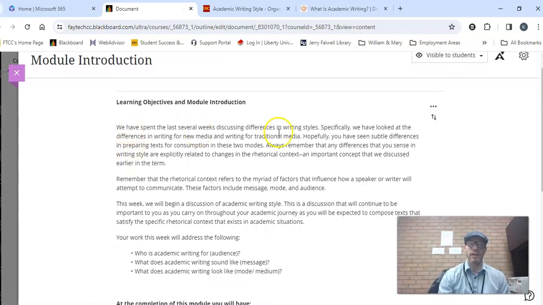It says that we spent the last several weeks discussing differences in writing styles, and hopefully you've been able to see the differences in preparing these different texts. That is, the new media text, the traditional media, and this time you're going to focus on seeing examples of those forms of media and comparing them with academic writing or academic media.